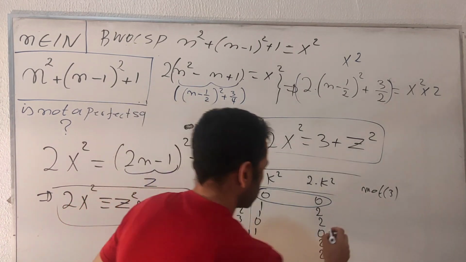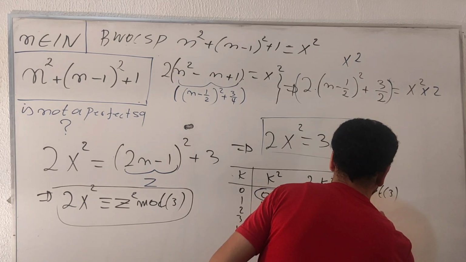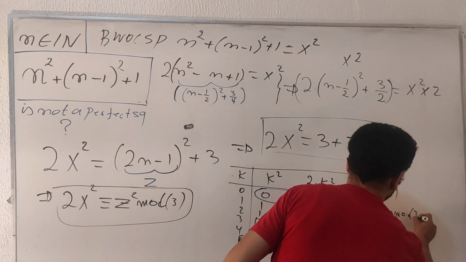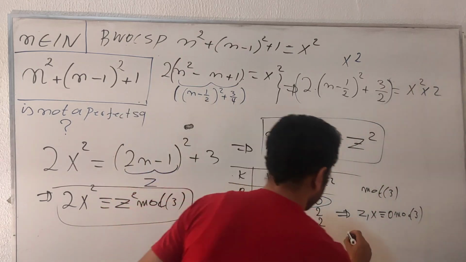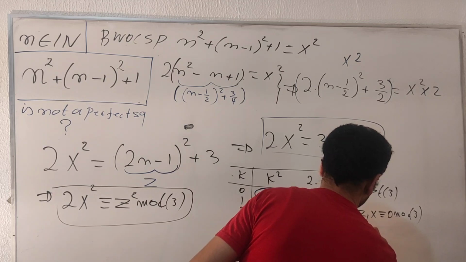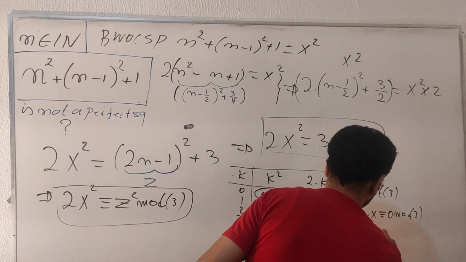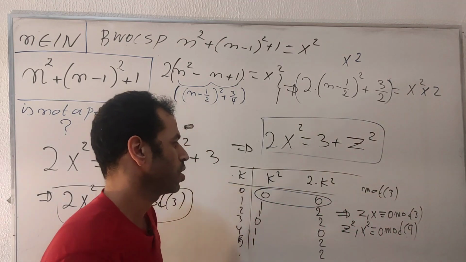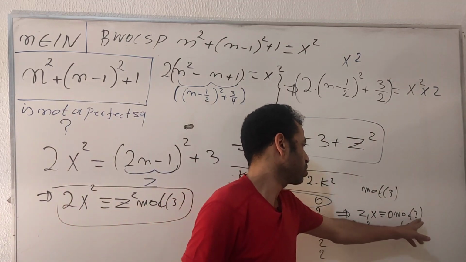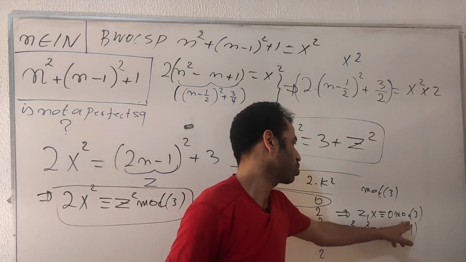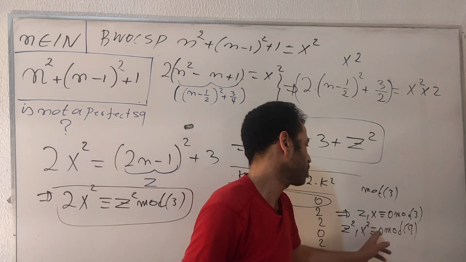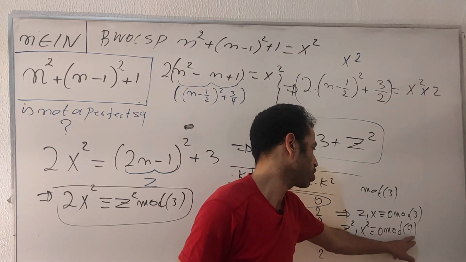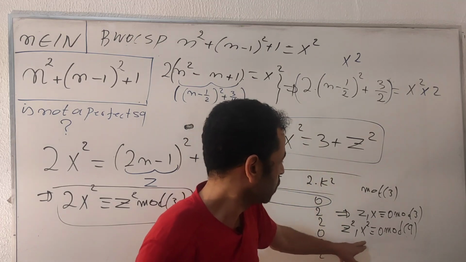So this is telling us z and x are congruent to 0 mod 3. Let's square this. I get z squared and x squared are congruent to 0 mod 9. What we have done here is squaring both sides. If you go back, you are squaring the whole thing: the modulus, and both sides. So we get this.